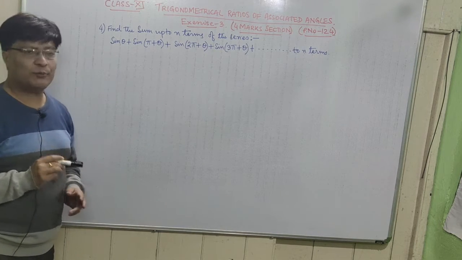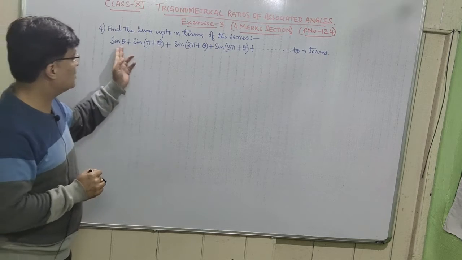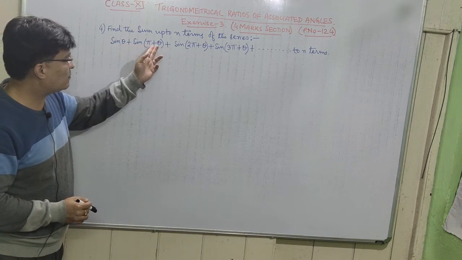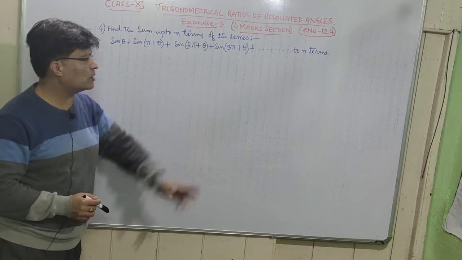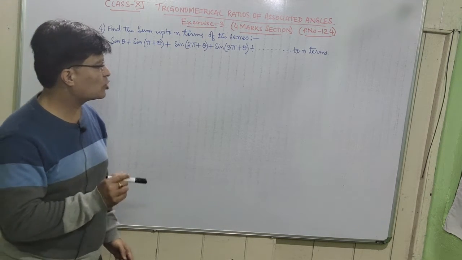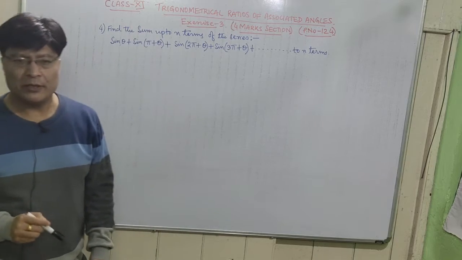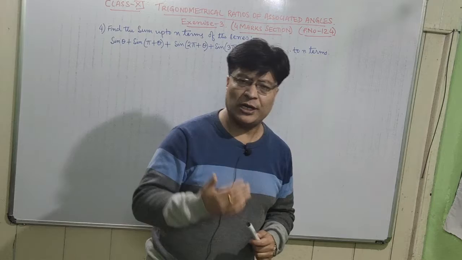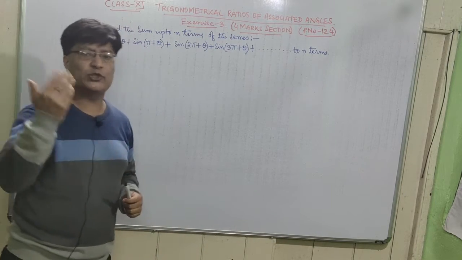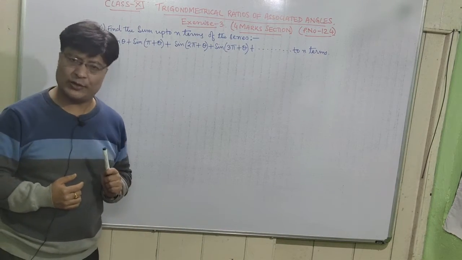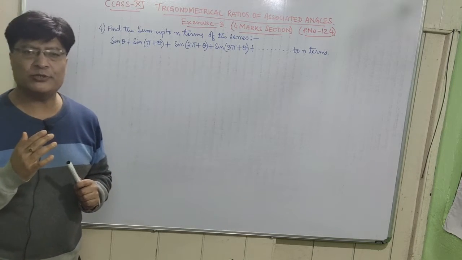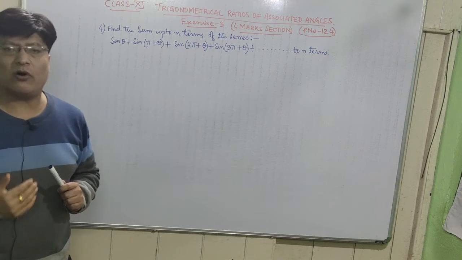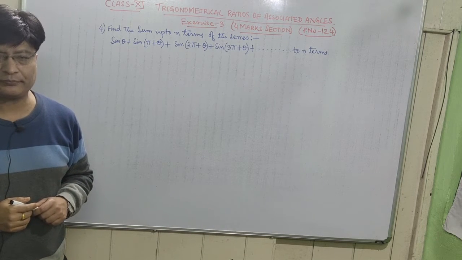You have to find out the sum up to n terms of the series. Here the series is given as sine theta plus sine of pi plus theta plus sine of 2 pi plus theta plus sine of 3 pi plus theta plus dot dot dot to n terms. So here n terms is given. It may be 2 terms, 3 terms, 4 terms, 5, 6 and so on. This is generalized. The value of n may be an even integer or an odd integer.